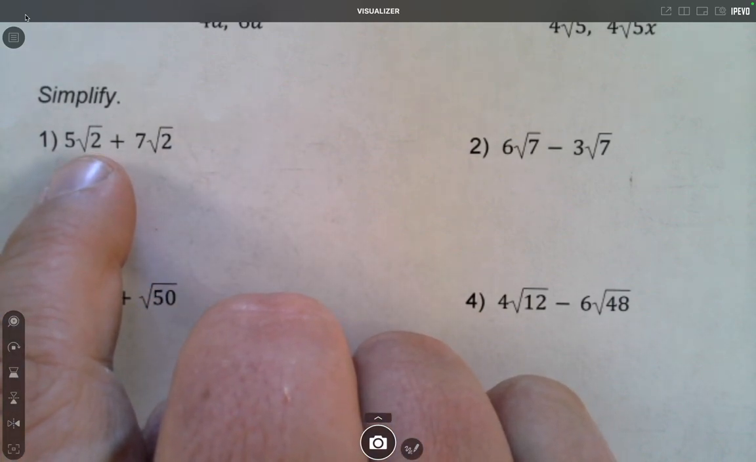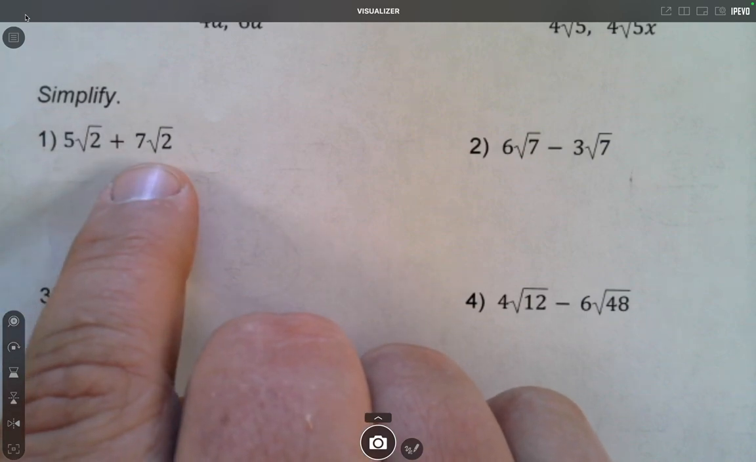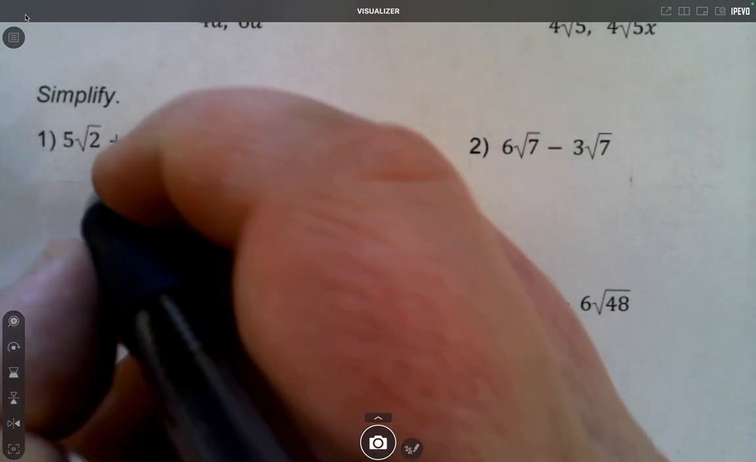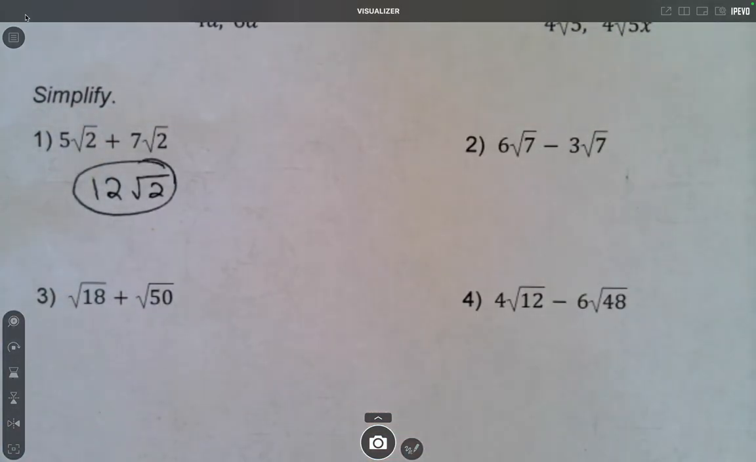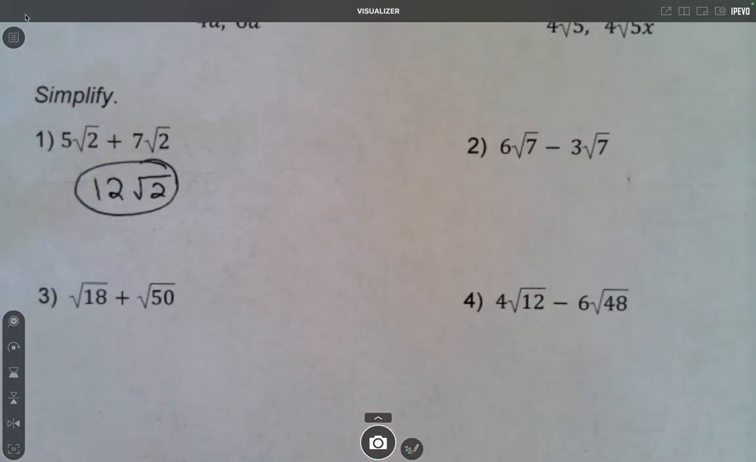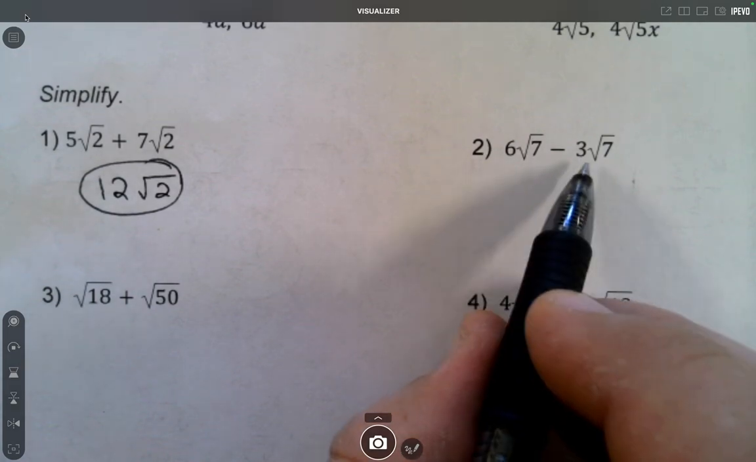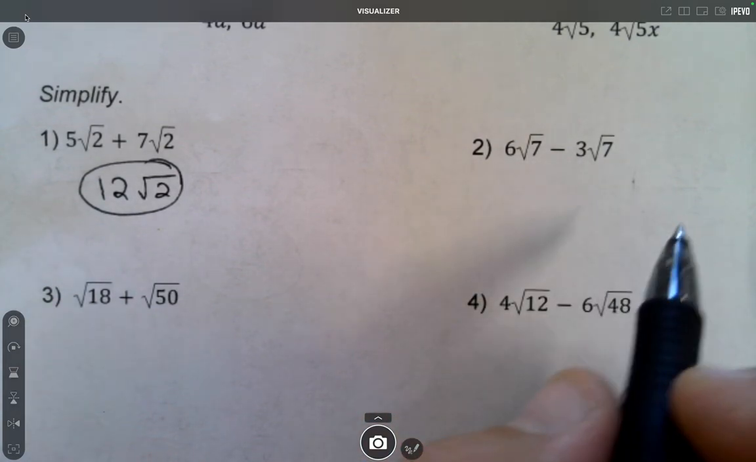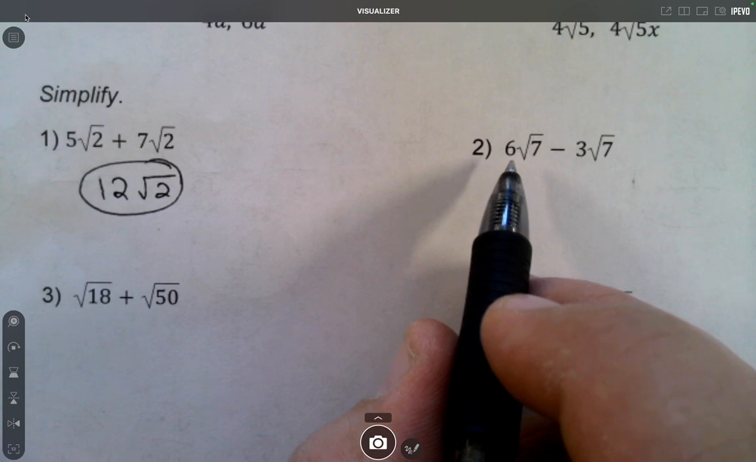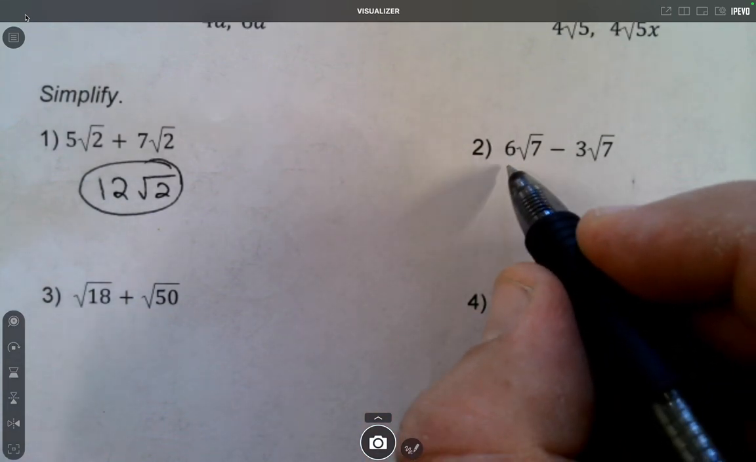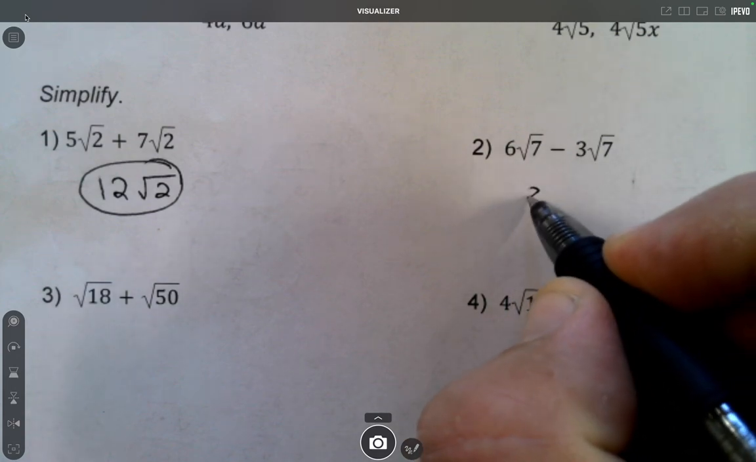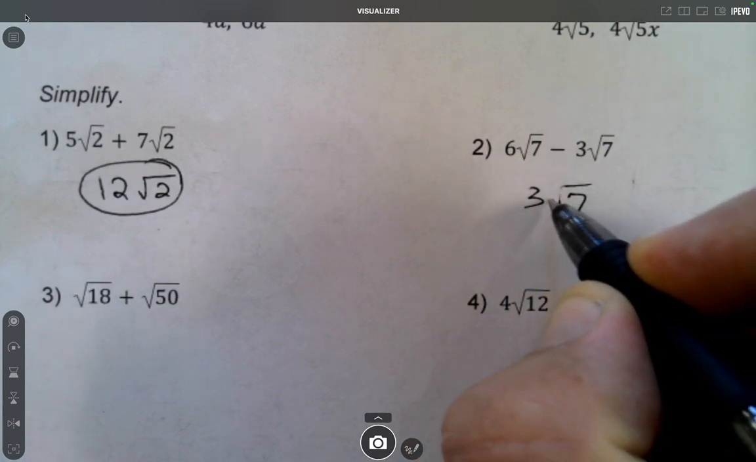This is saying you have 5 square root of 2's, and if you add 7 more square root of 2's, you just say 5 plus 7 is 12. So you end up with 12 square root of 2's. Okay, these both are like radicals. They both have a square root of 7. So we can just simply subtract and do 6 minus 3 is 3. We did have 6 square root of 7's, but we took 3 of them away, so now we just have 3 left over.